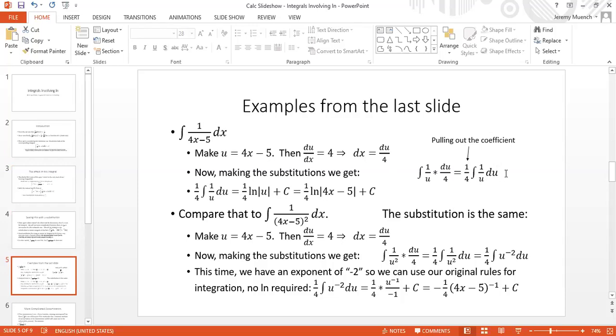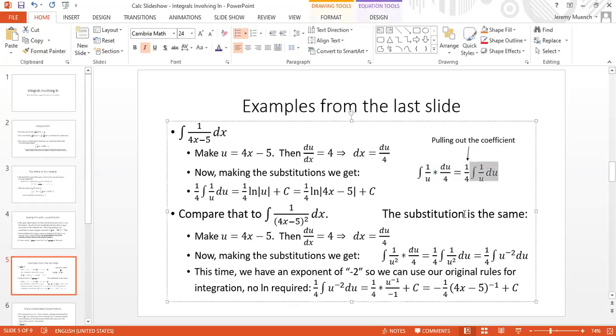I like pulling it out because it makes it clear what's in the integral. But you don't have to. You could just leave it in there and treat it the same way we've treated every coefficient, which is, don't touch it. It just remains a coefficient. But anyway, what we end up getting is 1/4 the integral of 1 over u du. And here's our ln of u. 1/4 integral of 1 over u du equals 1/4 ln of the absolute value of u plus c. And now we just put the original function back. So 1/4 ln of the absolute value of 4x minus 5 plus c.